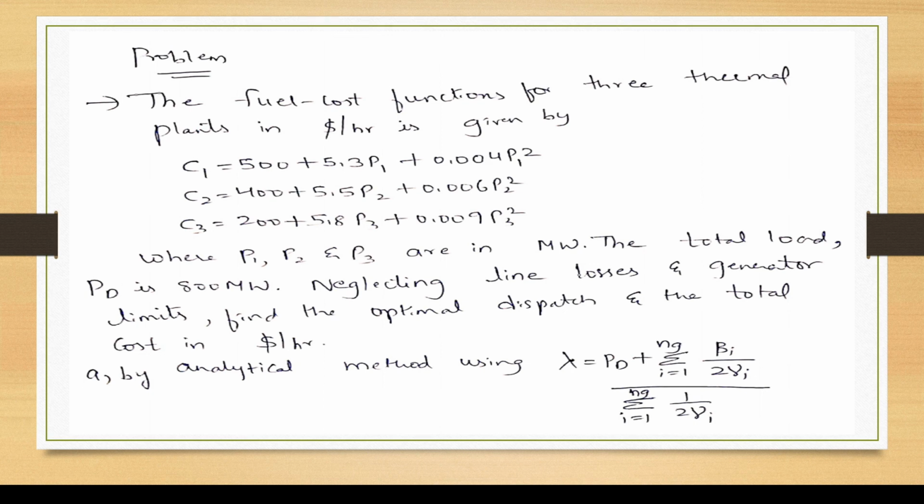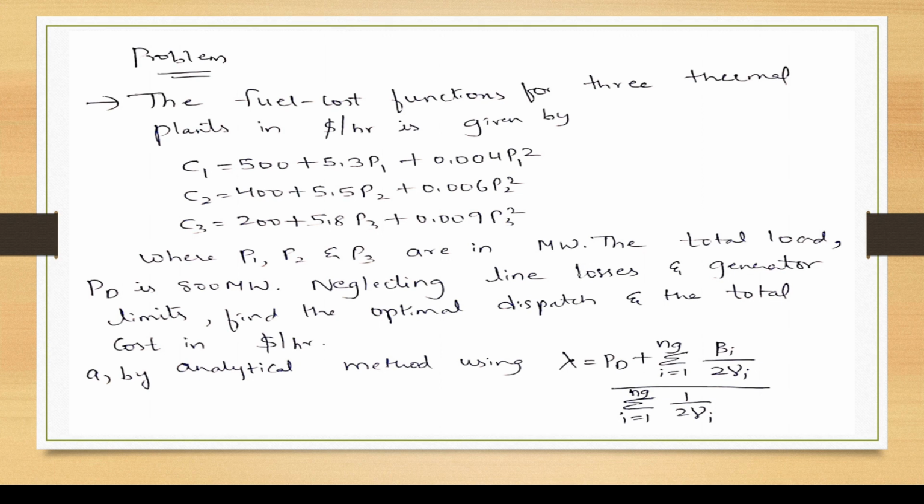The fuel cost functions for three thermal plants in dollar per hour are given by C1 equal to 500 plus 5.3 P1 plus 0.004 P1 square, C2 equal to 400 plus 5.5 P2 plus 0.006 P2 square, C3 equal to 200 plus 5.8 P3 plus 0.009 P3 square, where P1, P2, P3 are in megawatts. The total load PD is 800 megawatts. Neglecting line losses and generator limits, find the optimal dispatch and the total cost in dollar per hour.